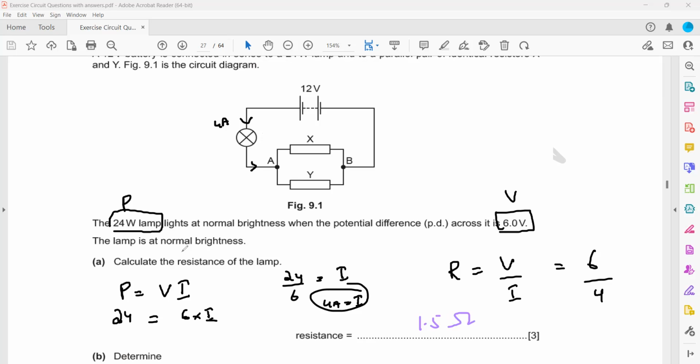And you can see in the question they mentioned that these two resistors are identical. So if we have identical resistors and the current is 4 ampere, the current will divide equally between them. So if it's 4, that will divide into 2 ampere and 2 ampere between them.